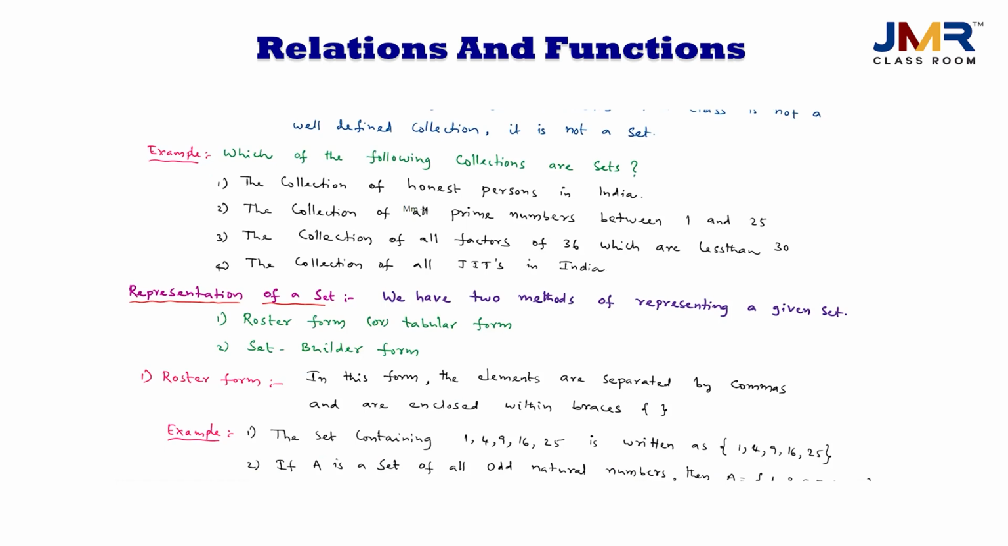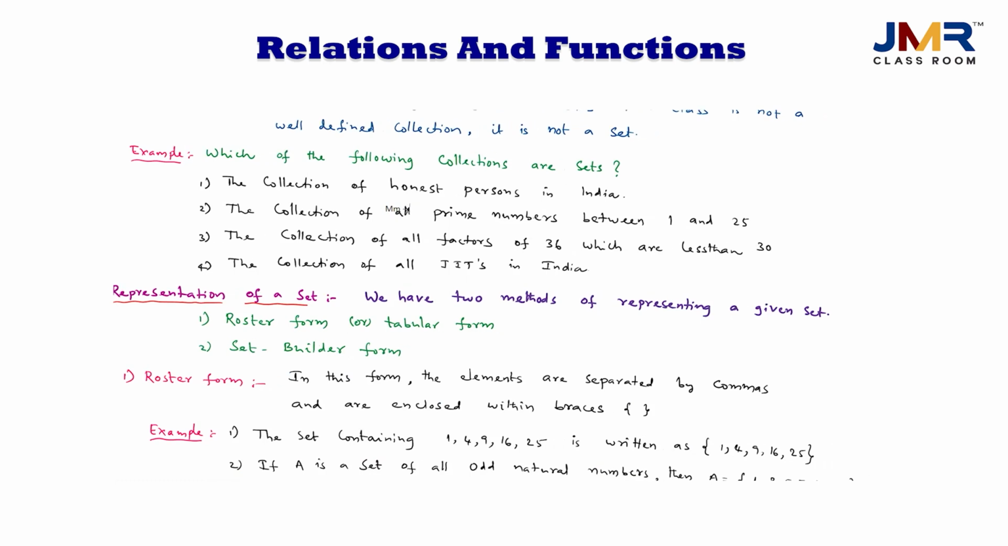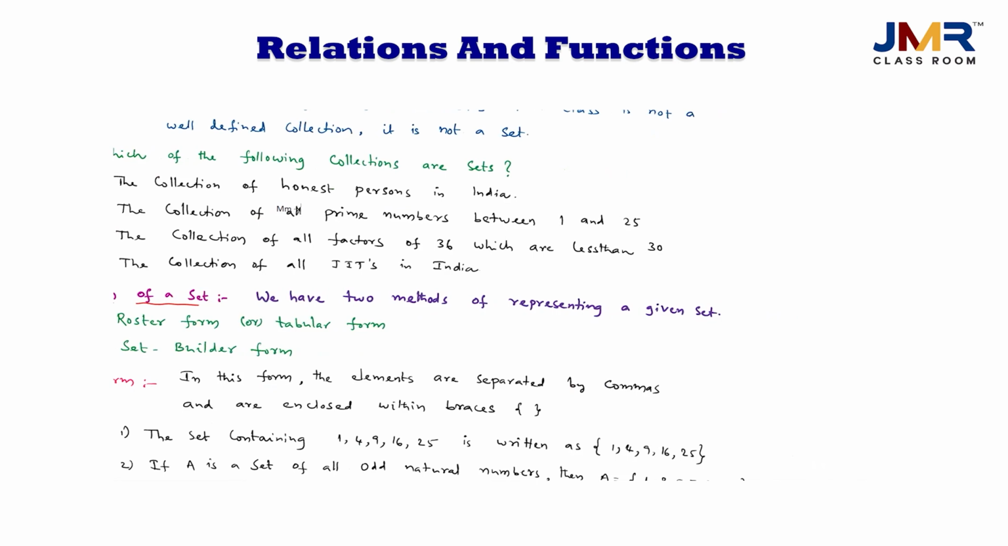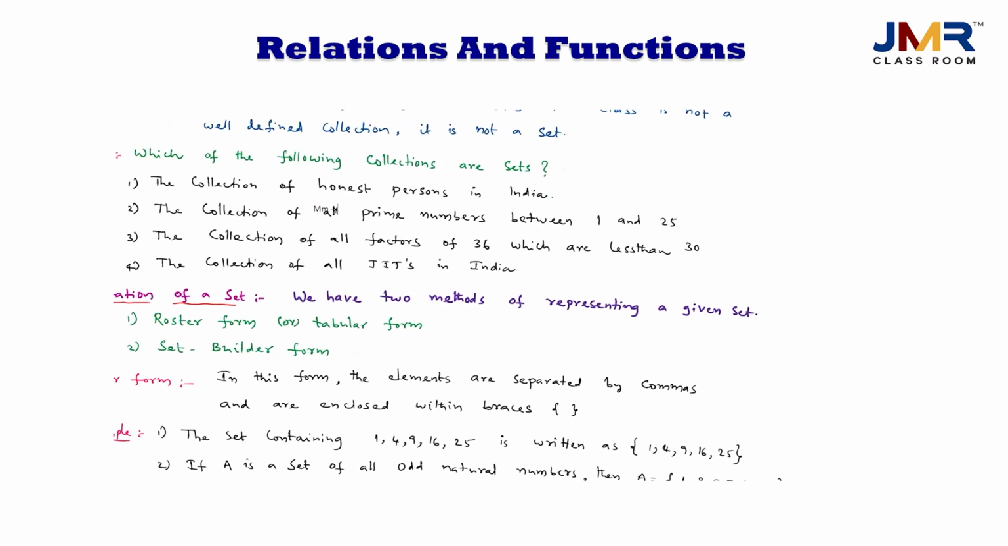The collection of all prime numbers between 1 and 25 is a set. Why? Because between 1 and 25 we can collect the prime numbers: 2, 3, 5, 7, 11, 13, 17, 19, and 23. So this collection is considered a set. The collection of all factors of 36 which are less than 30 is also a set. The collection of all IITs, the institutions in India, is also considered a set.